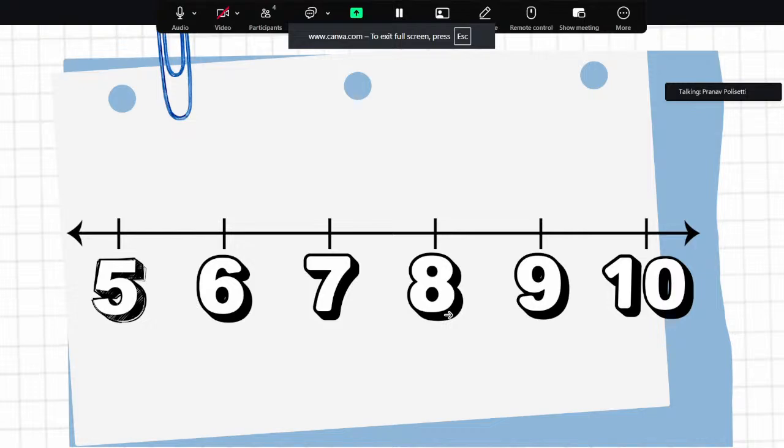And if anyone has questions on that, please make sure to ask. Number line isn't very easy to understand quickly, so if you have any questions, don't hesitate to ask.